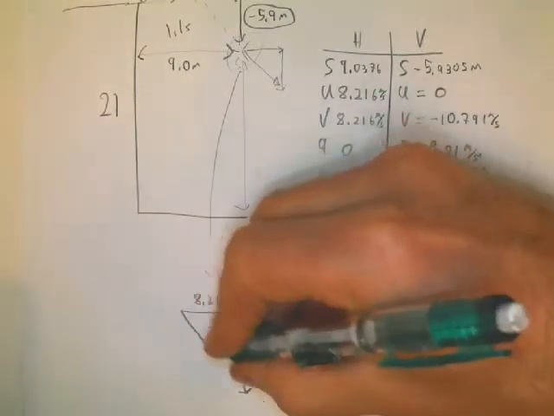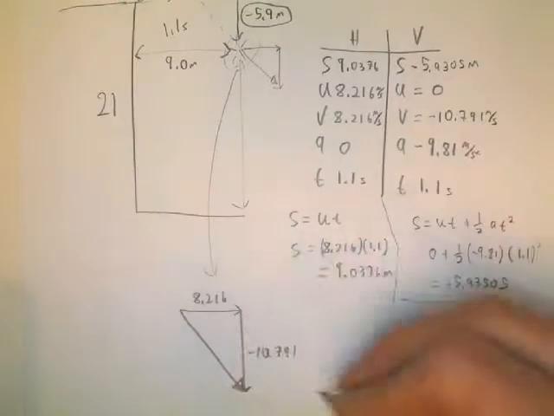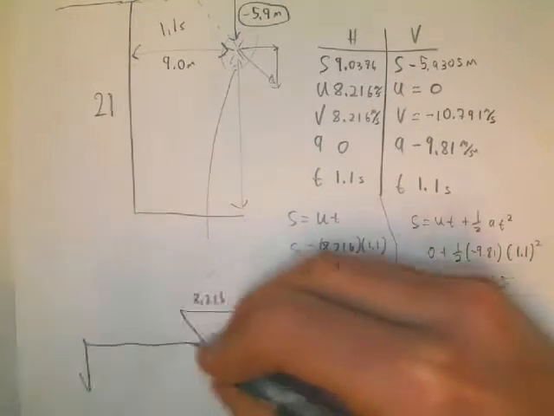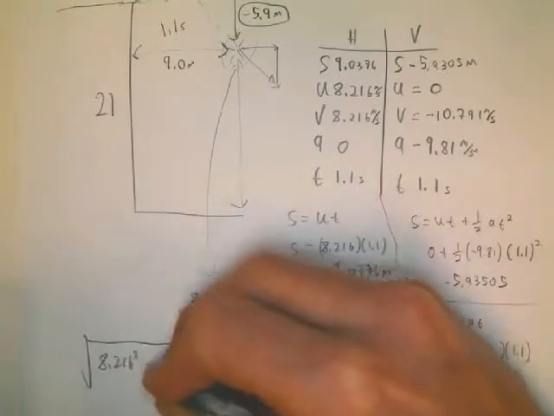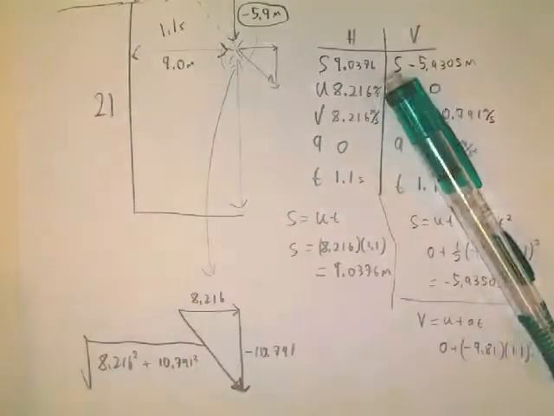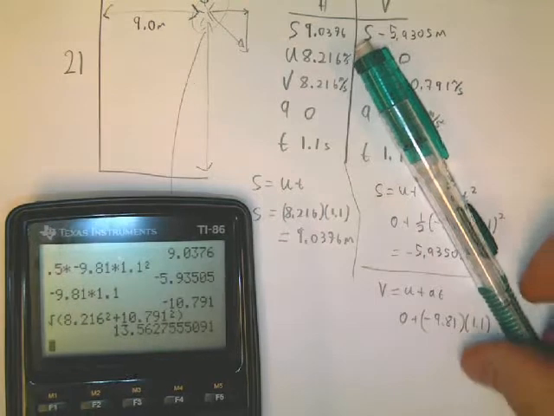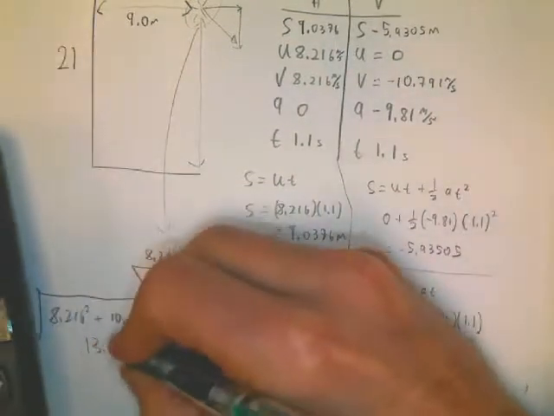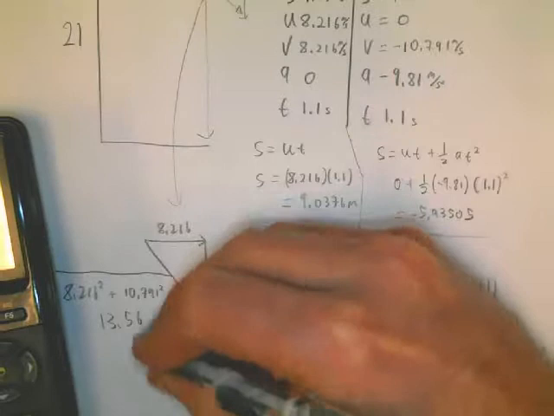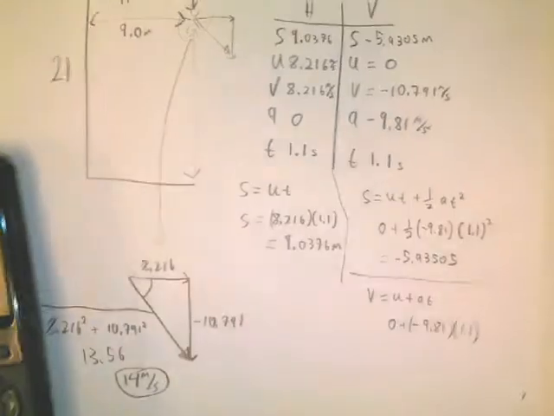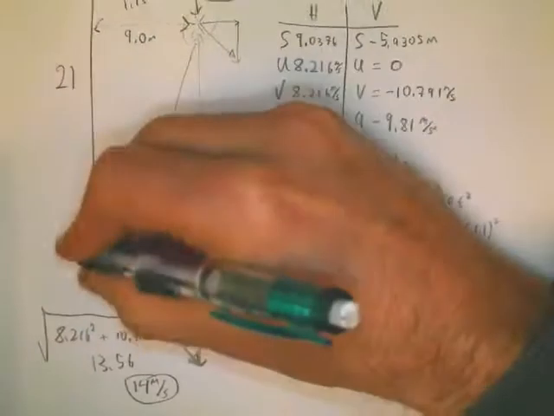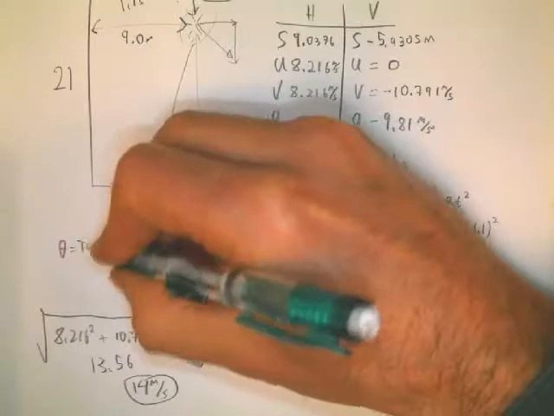The magnitude is the hypotenuse. So this speed here is the square root of 8.216 squared plus 10.791 squared, which looks like this. And there it is in the calculator, about 13.656. So we'd have to say, I guess, a speed of 14 meters per second. And then we can find an angle. Let's find that angle right there. This is the opposite side. Here's the adjacent side. And so that angle is tan minus 1 of the opposite side, 10.79.